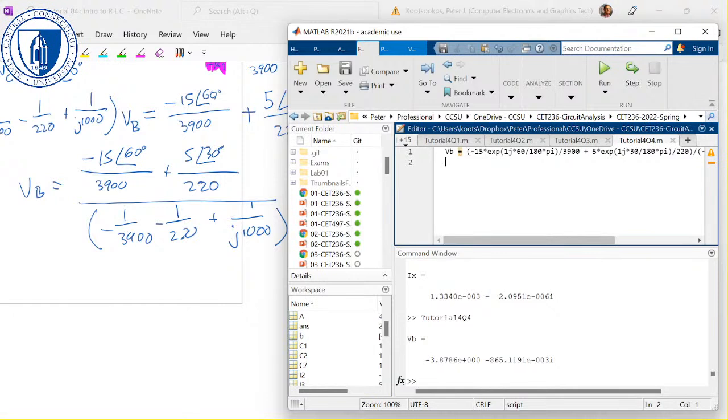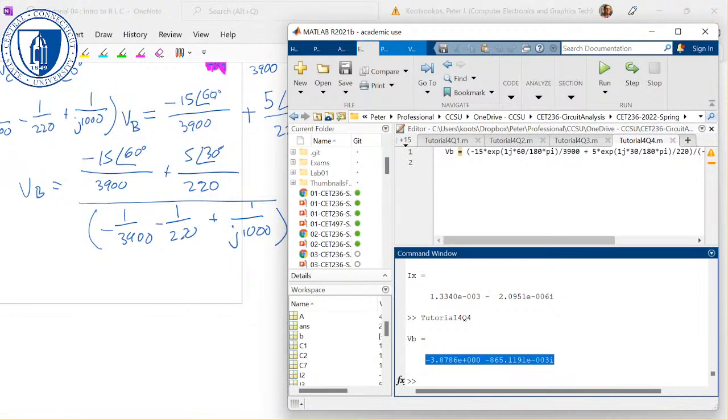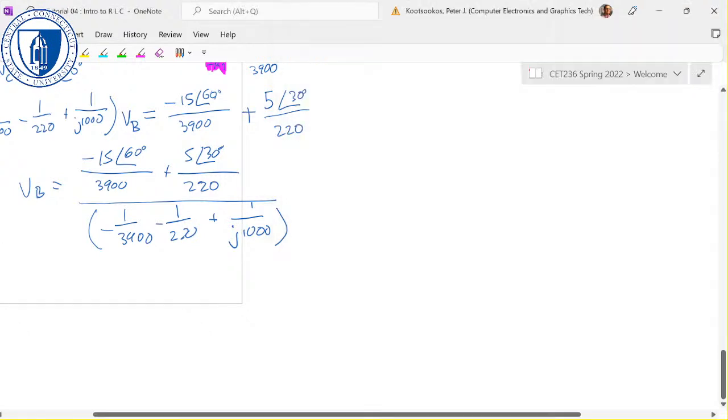And so it's minus 3.879 plus j0.865. Right, so that's minus 3.879, oops, minus j0.8651, and our units are volts.